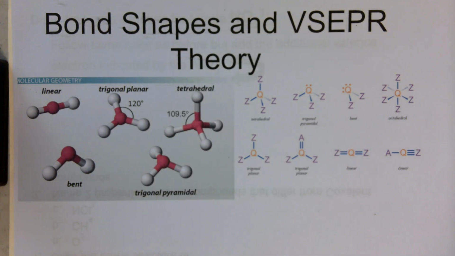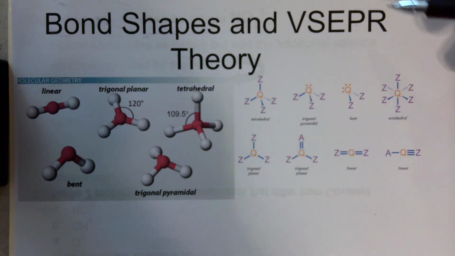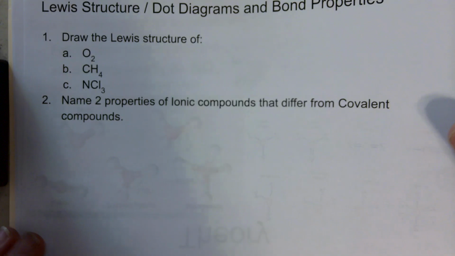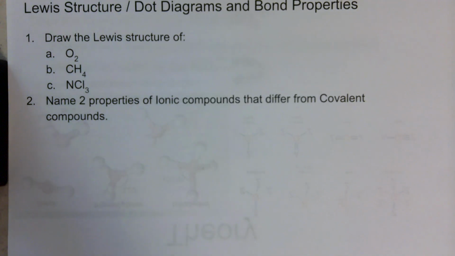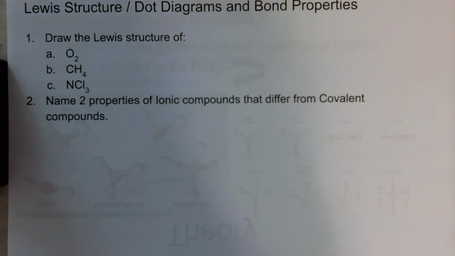So let's go ahead and take a look at our bond shapes and this concept we're going to talk about called VSEPR theory. Now, for those who've already seen this before, this is our review stuff that we talked about after the quiz. So, drawing our Lewis structures, we'll do a quick thing.